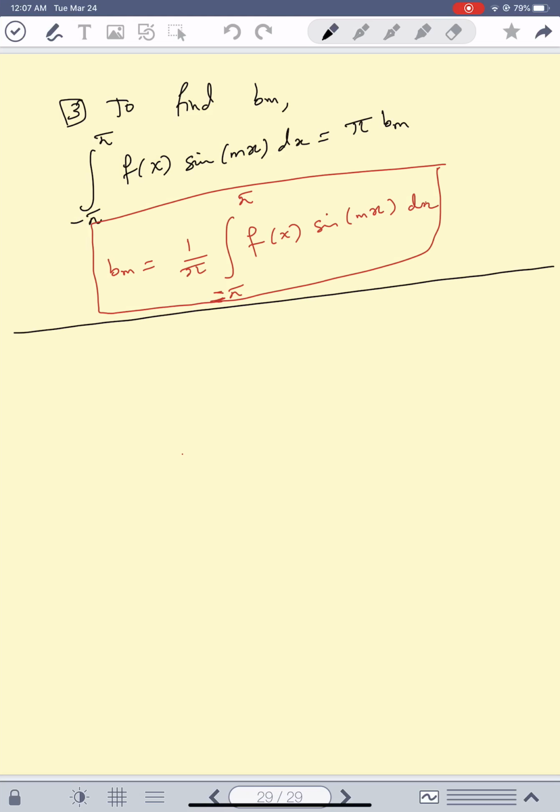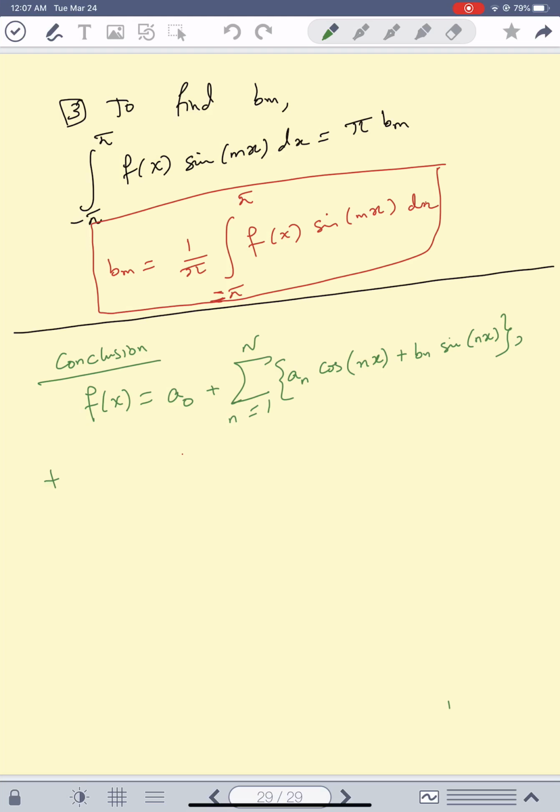So here I'd like to write the conclusion. What is the conclusion so far? The conclusion so far is this. If you have a function f of x that has the form a node plus the sum from 1 to big N, for a certain big N, of an cosine nx plus bn sine nx, then you have a node equals 1 over 2 pi. These are the red boxes that we added in the two previous pages. So the integral from minus pi to pi, f of x dx.